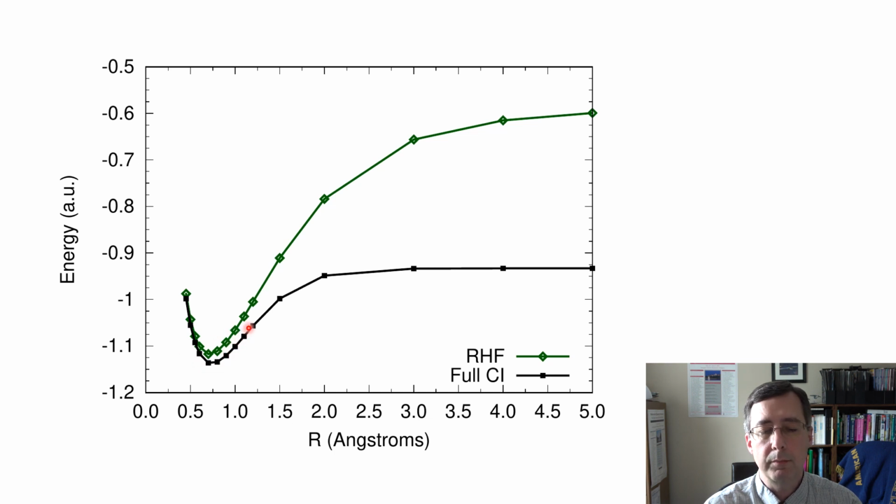But as I stretch the bond, I get a much bigger error, and then the error is just enormous at long bond lengths. And it's because I have contributions from these ionic configurations where I put 2 electrons on one side or the other, and that is very high in energy and shouldn't happen at long range.